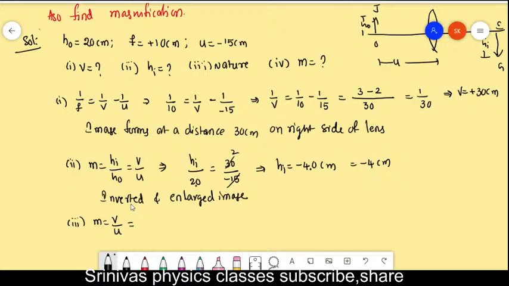That formula is v by u, or height of image by height of object you use. V by U formula is what? V is the right side 30 centimeters, U is the left side minus 15 centimeters. Then you are getting the magnification is minus 2. Negative indicates again inverted and enlarged. Is that right?